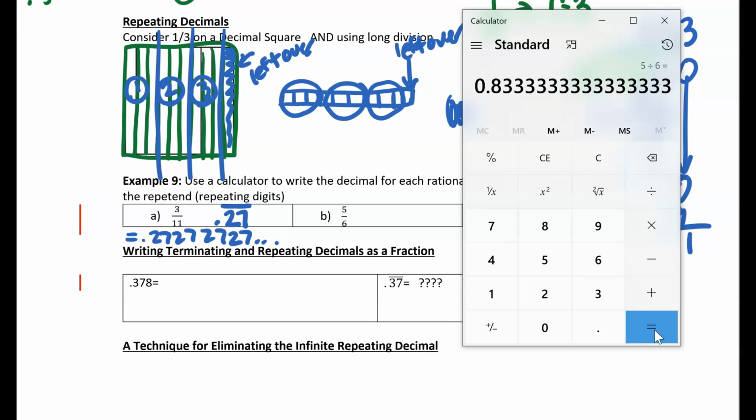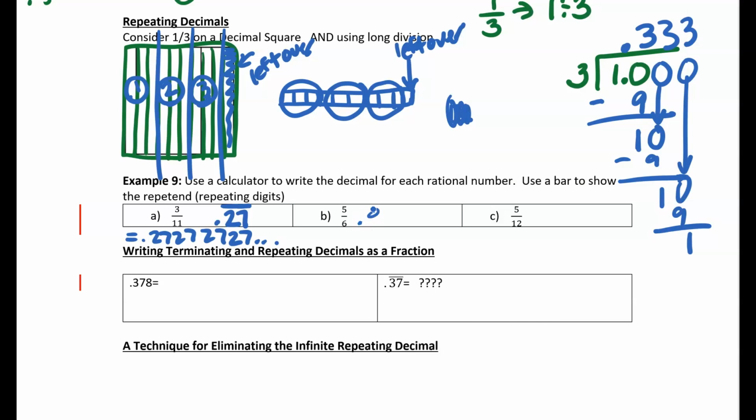And we're left with 0.83333333. So I'm going to write down 0.83, and then I'm only going to put a bar over the 3 part because that was the only part that kept on going. The 8 did not repeat. Okay, so I only put a bar over the part that repeats.